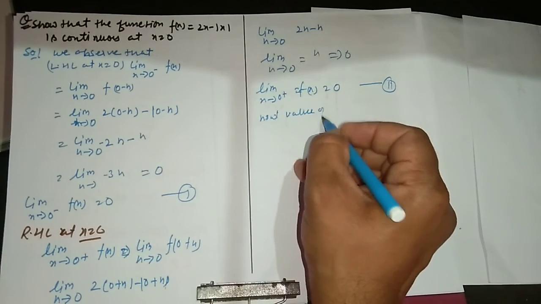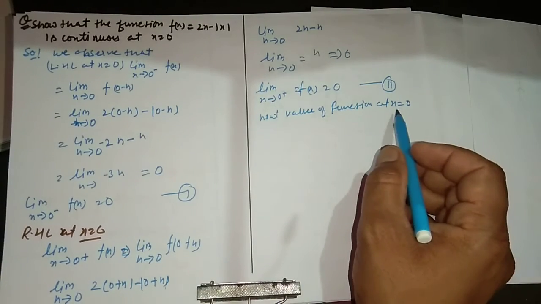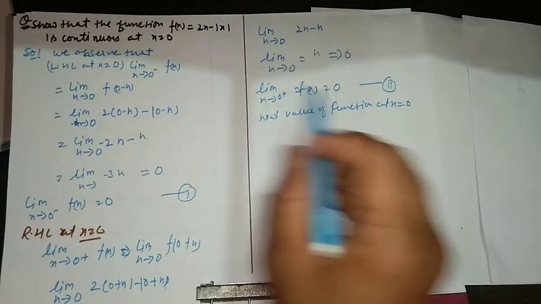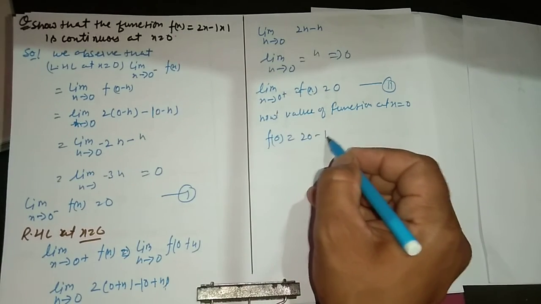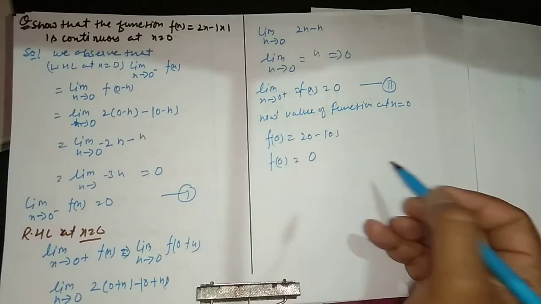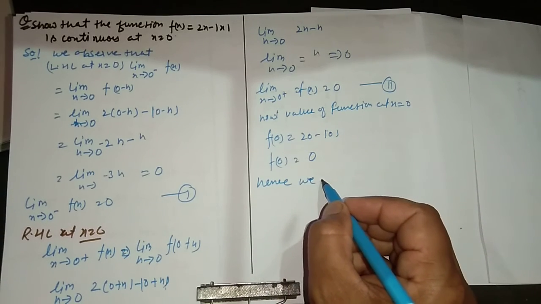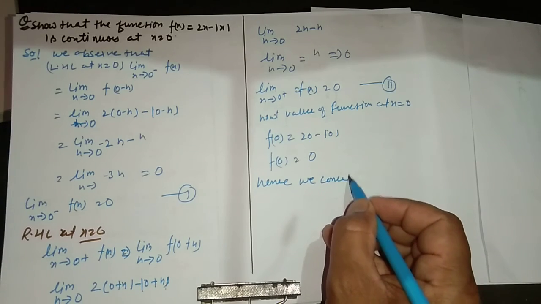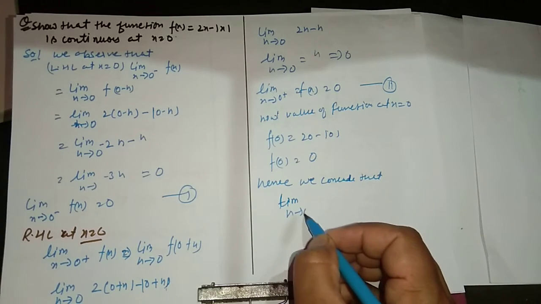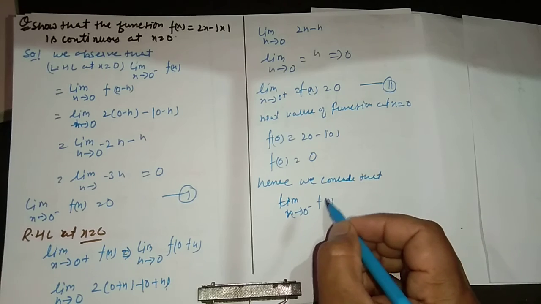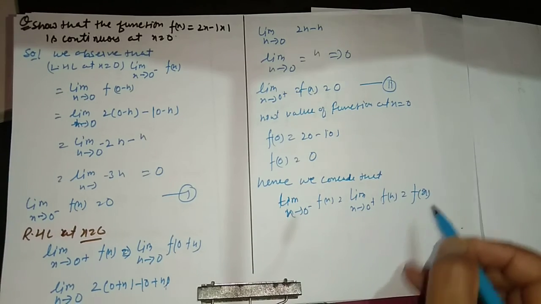value of function at x is equal to 0. तो x इज इक्वल टू 0 पे फंक्शन की वैल्यू हमको फाइंड आउट करनी है। अब हम लोग पुटअप कर लेते हैं f(0), x के प्लेस पे डायरेक्ट हमको 0 रखना है, 0 माइनस 0। सो f(0) पे कितना मिला हमको 0। सो हैंस we conclude that limit x tends to 0 negative f(x) is equal to limit x tends to 0 plus f(x) is equal to the function value f(0), for all are 0.